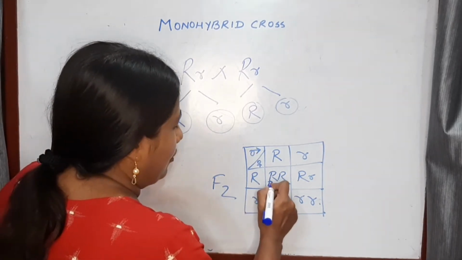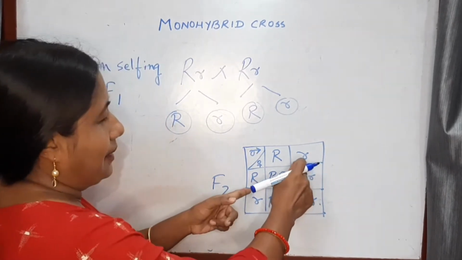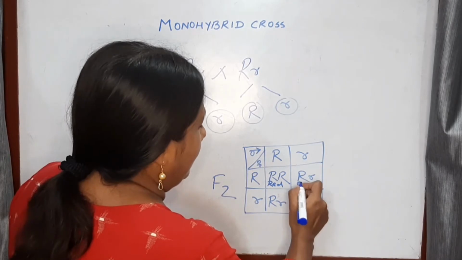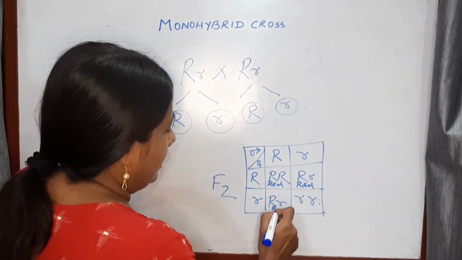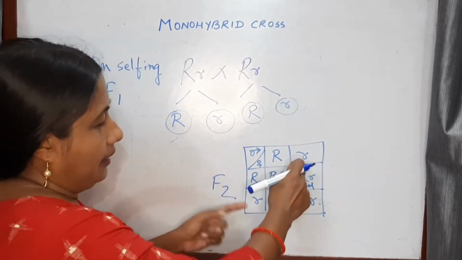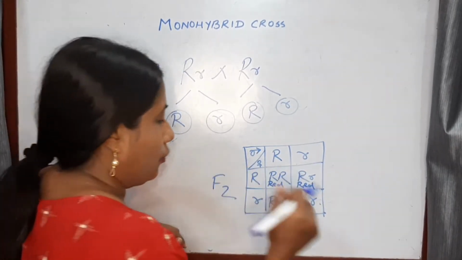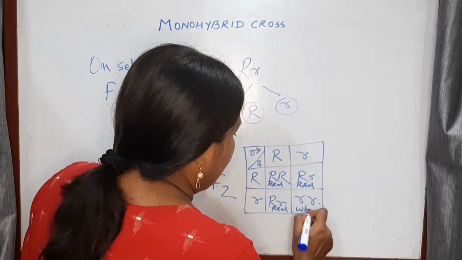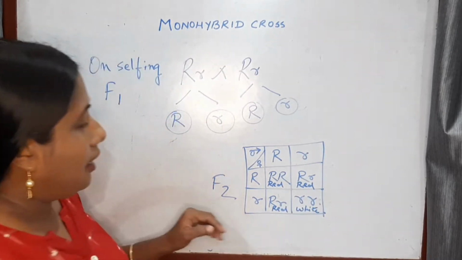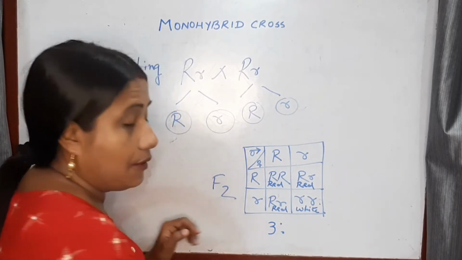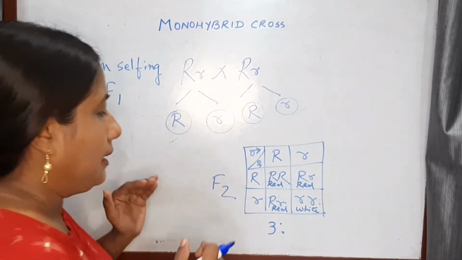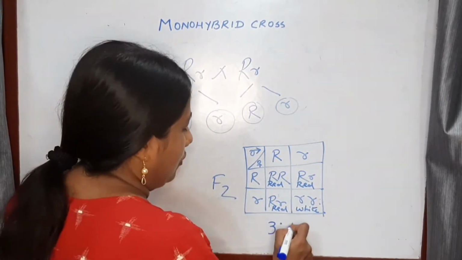Pure red means homozygous red. Capital R, small r, red but heterozygous red. Capital R, small r, heterozygous red again. And the recessive white, that is the homozygous white. So how many red? 3 red. This is the phenotypic character, red is 3, and white is 1.